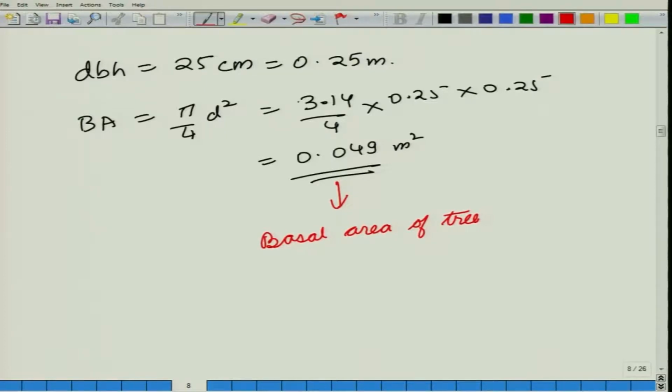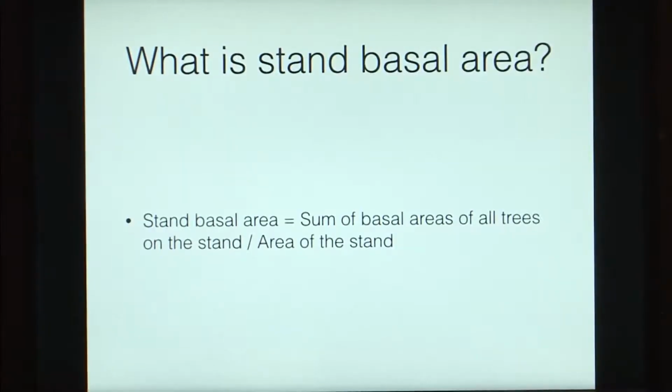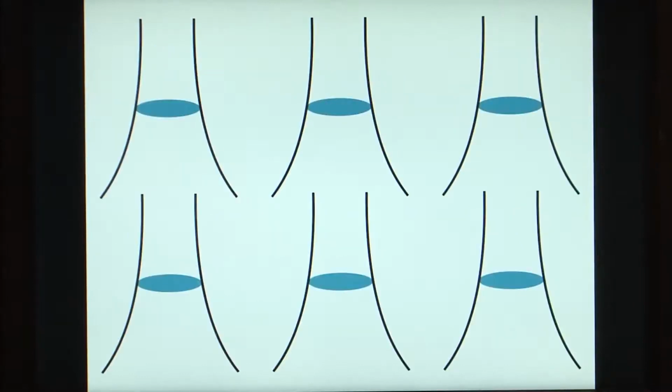Now, let us move to another topic. What is the stand basal area? Remember that in the case of a stand, we have a number of trees. The stand basal area is given by the sum of the basal areas of all the trees on the stand divided by the area of the stand. To put it in other words, suppose we have a stand that has 6 trees and its area is capital A. The stand basal area will be given by the sum of the basal areas of all these 6 trees divided by A, which is the area of the stand.